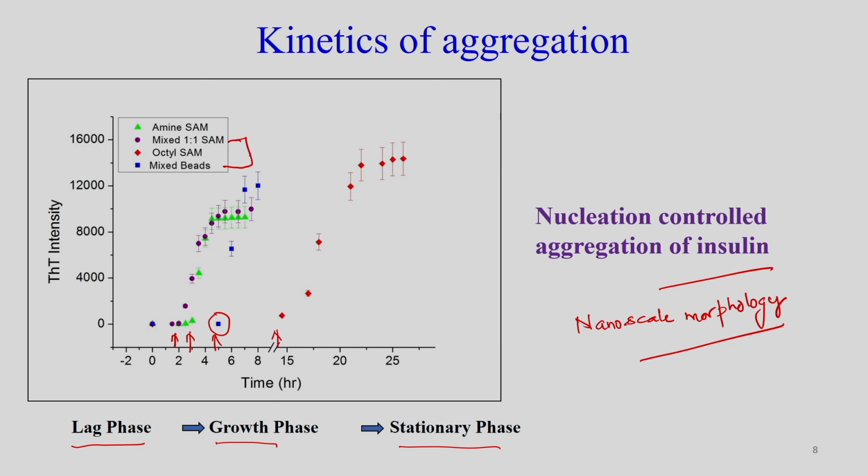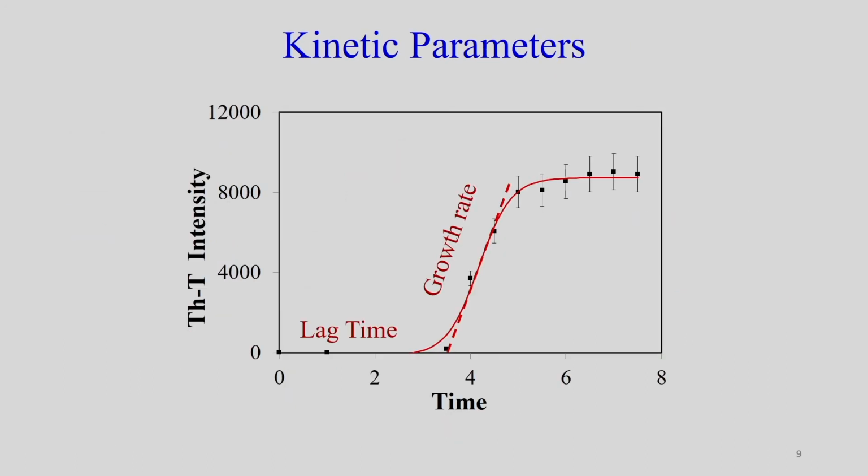So, it says that apart from the functional group, the surface morphology, or the structure of the different functional groups on the surface, is also affecting the aggregation behavior of the insulin. From this ThT data we can analyze its kinetic parameters like lag time and rate of aggregation, or growth rate.